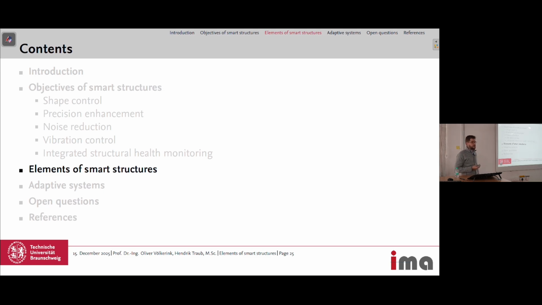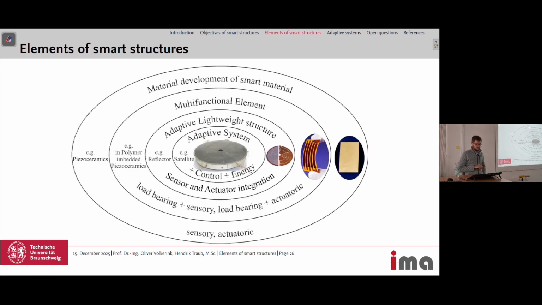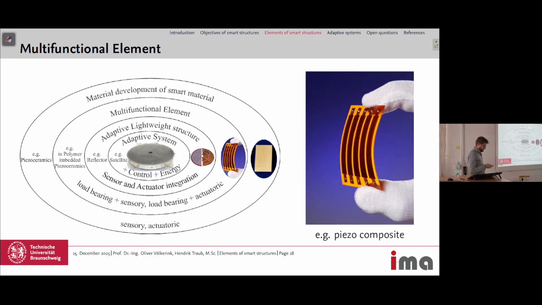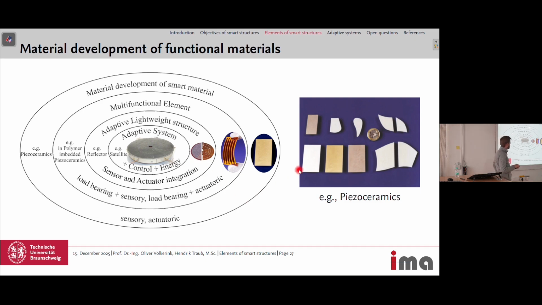So now we go over to the elements of smart structures itself, what is really needed to build up these structures. I've brought this kind of figure, which is made of rings from outside to inside. We need smart materials, for example, piezo ceramics, for the sensors and the actuators. Here you can see the piezo ceramic materials as an example, and this is also the first element we will focus on: the piezo ceramic or the functional materials itself.